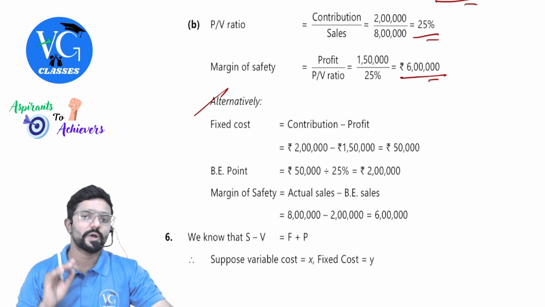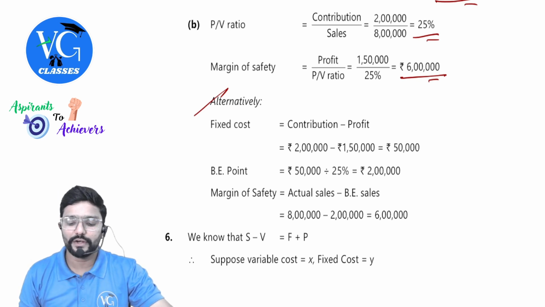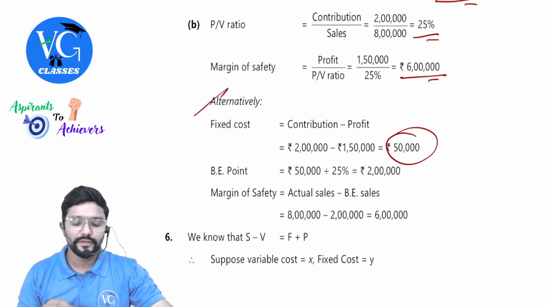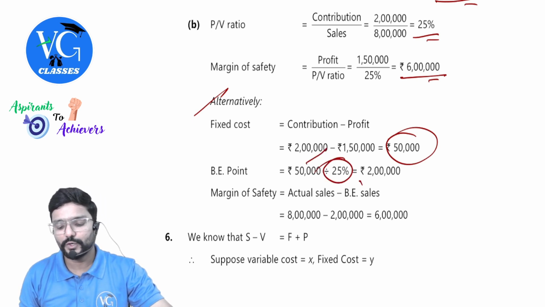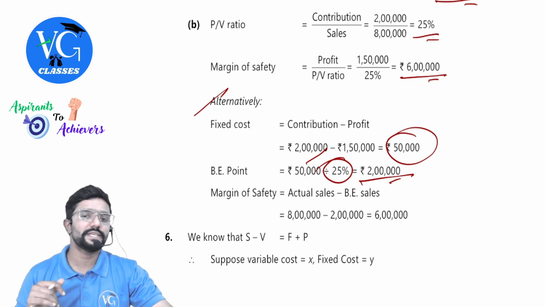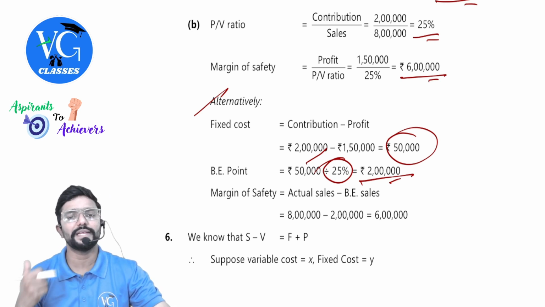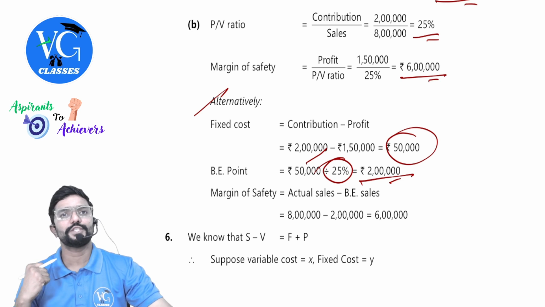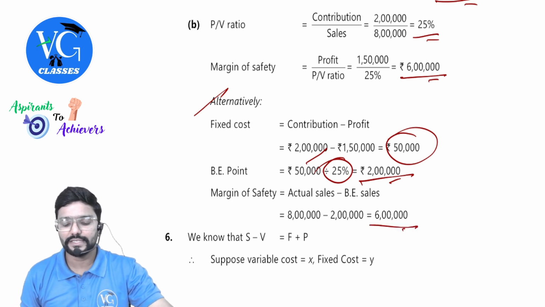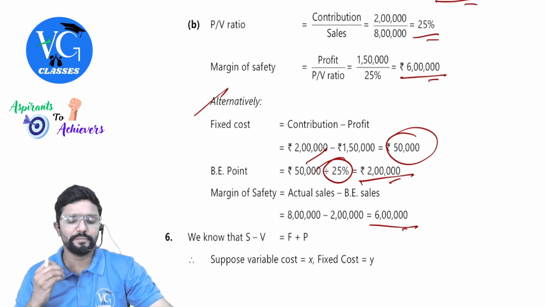Fixed cost is equal to contribution minus profit. We got 50,000. Break-even point: fixed cost divided by PV ratio, 2 lakh. Margin of safety is equal to the balancing figure, actual sales minus break-even sales. This is another alternate way, but a bit lengthy.